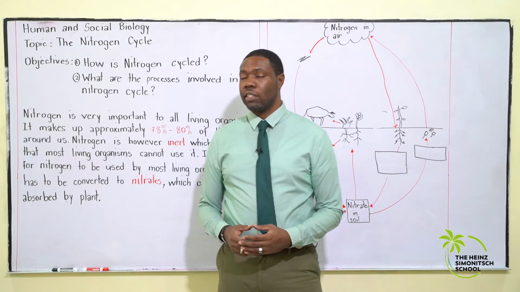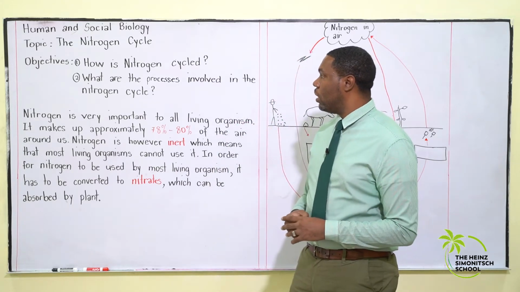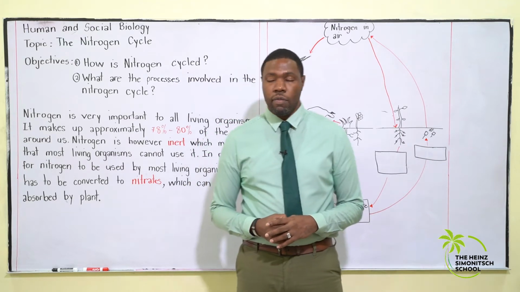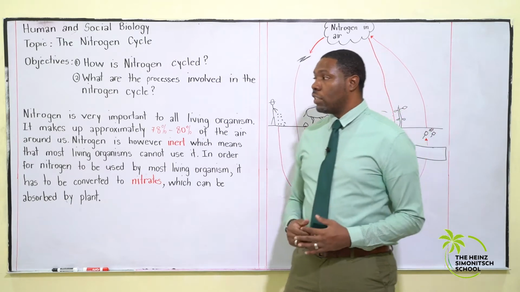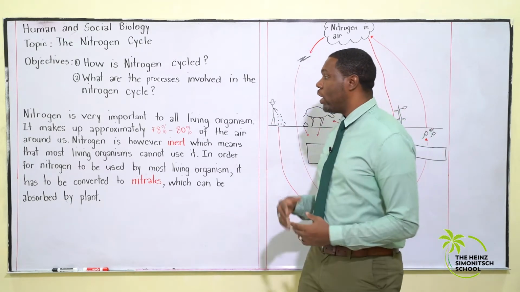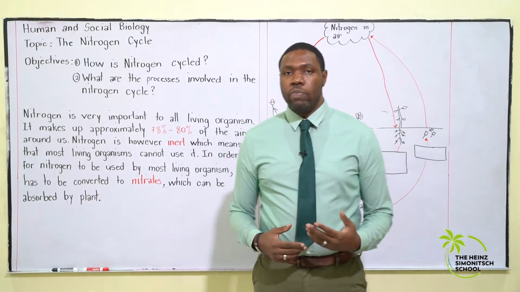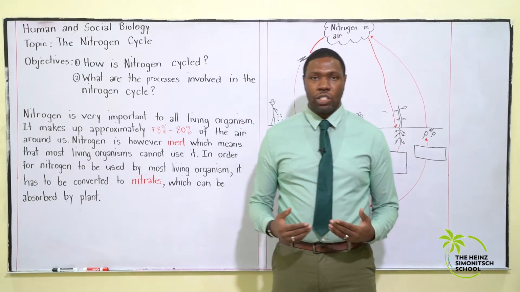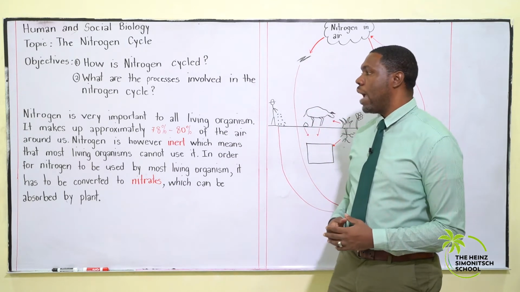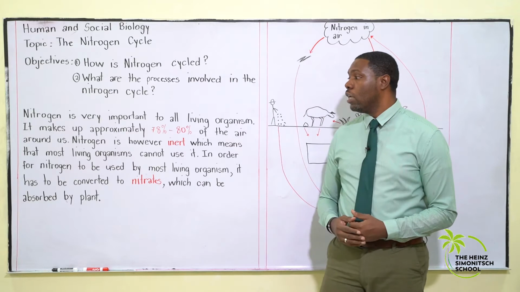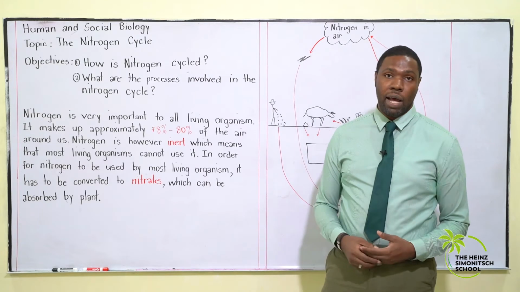Our objectives for this class are: how is nitrogen cycled, and what are the processes involved in the nitrogen cycle? So nitrogen is very important to all living organisms. In fact, it makes up approximately 78 to 80% of the air around us. Nitrogen is, however, inert, which means that most living organisms can't use nitrogen in its pure form. In order for nitrogen to be used by most living organisms, it has to be converted to an ion called nitrate, which can be absorbed by plants.